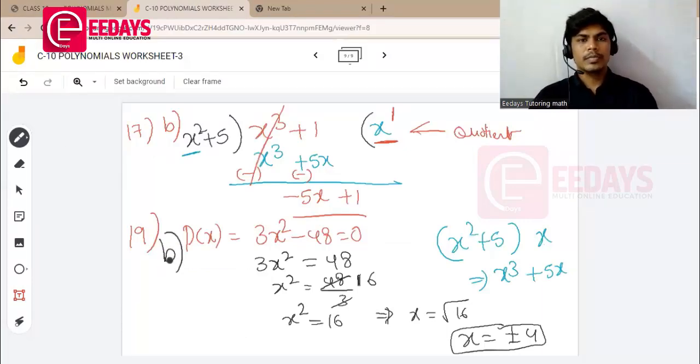Clear, everyone? The given equation is there. You just equate it to 0. You will get the expression like this. Clear? Any doubts?